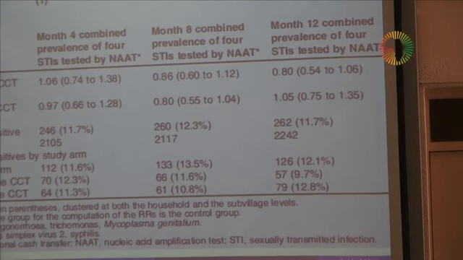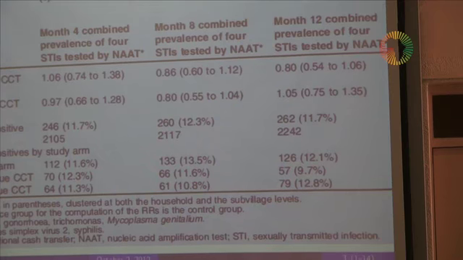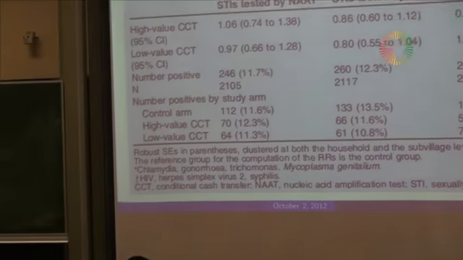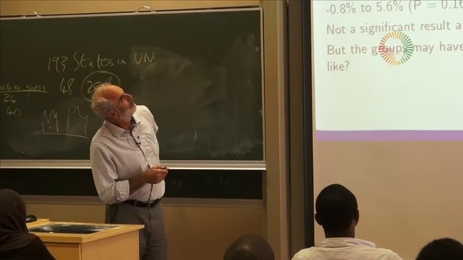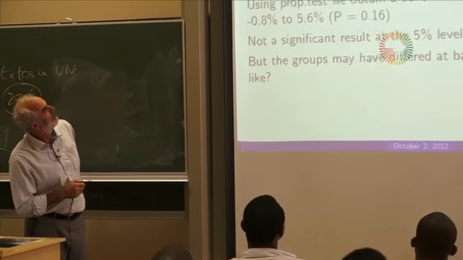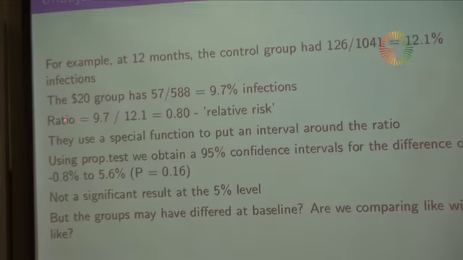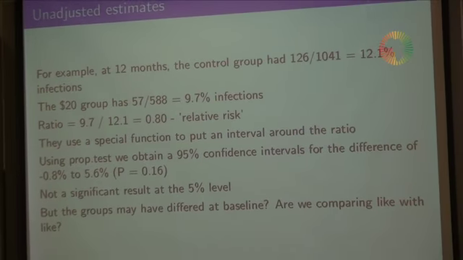So they can't say, oh, this is statistically significant. Okay, so that's what I've just said. The control group had this many infections. The $20 group had that many infections. They take the ratio and call that the relative risk.